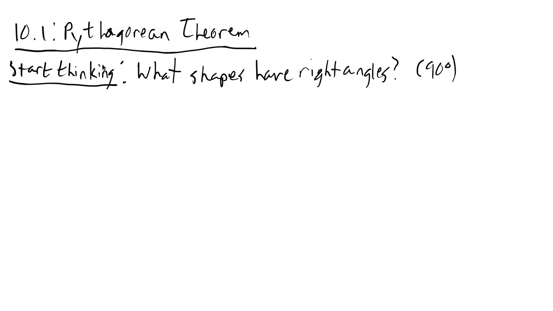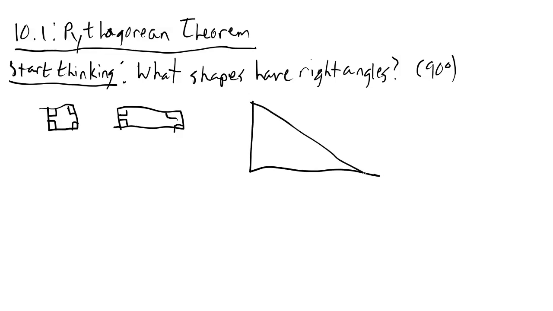All right, start thinking. What shapes do we have that have right angles? Well, we know we have squares and rectangles. And remember, we denote right angles by putting little squares in the corners. We could have a rectangle. But the one we're really going to be focusing on today is the triangle. So this is a right triangle, or at least it would be if I was drawing this properly.